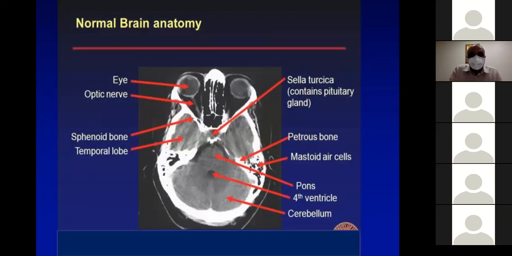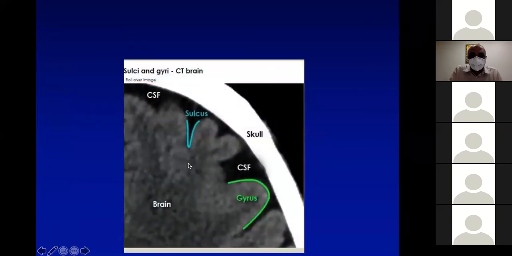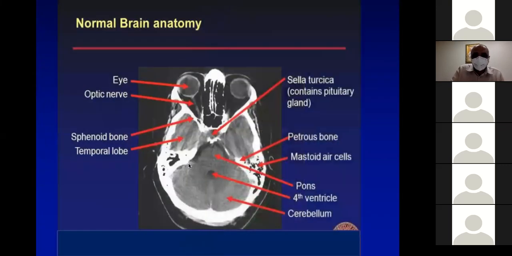Right, this is an axial image of normal anatomy of CT scan. Sorry, I'll move back. Yeah, what you could see is that these are the two orbital areas. These are two eye globes. This is an optic nerve. This is the pituitary fossa. This is the sphenoid bone. This is the temporal lobe, petrous temporal bone, the mastoid air cells, pons, fourth ventricle, and cerebellum.